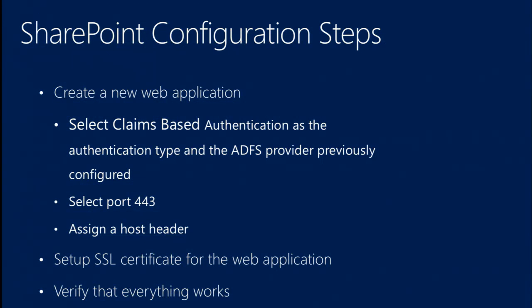All right, so after we do that, we just have to create a new web application. As I mentioned, we have to make sure that it's HTTPS enabled, that we have port 443 selected, and a host header that matches our certificate. We can select claims-based authentication as the authentication type and the ADFS provider that we configured. And we're done. That's pretty much everything we have to do on the SharePoint side.